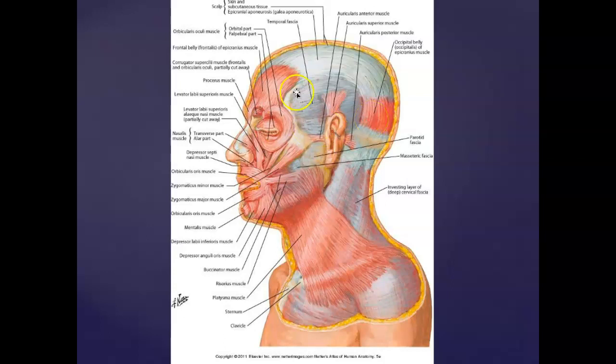Before it splits into the temporal, zygomatic, buccal, marginal mandibular, and cervical branches, that posterior auricular branch is going to be what actually supplies the occipitalis.